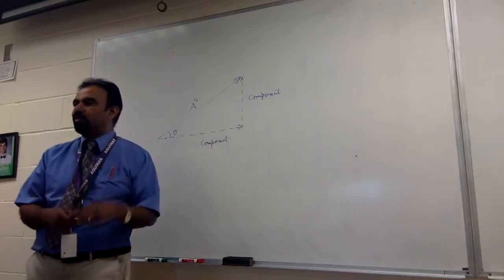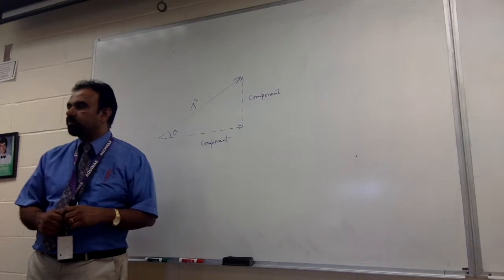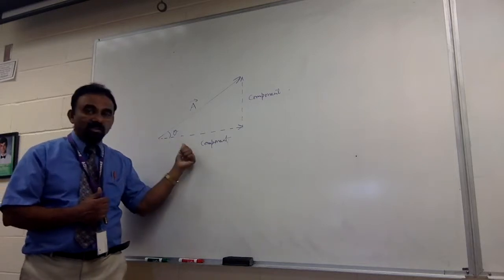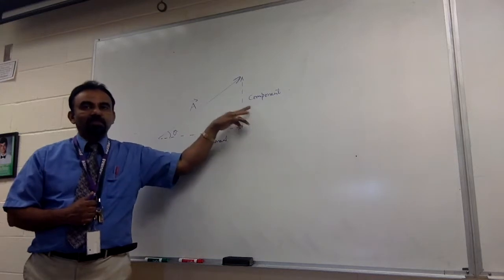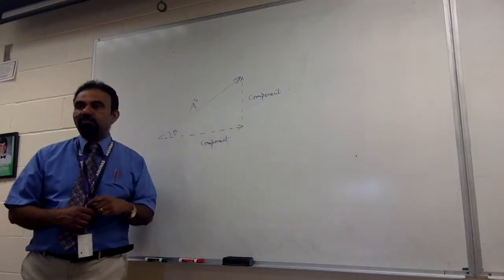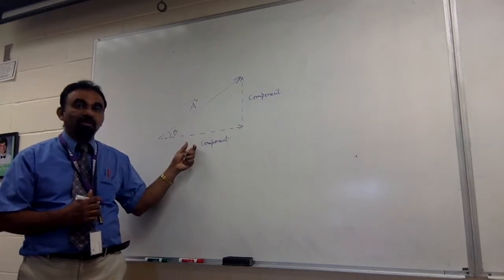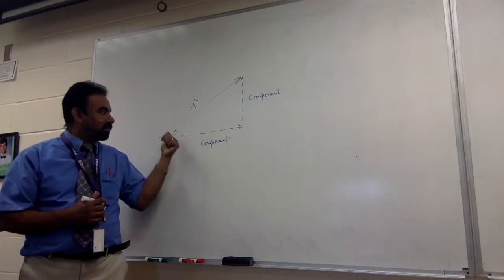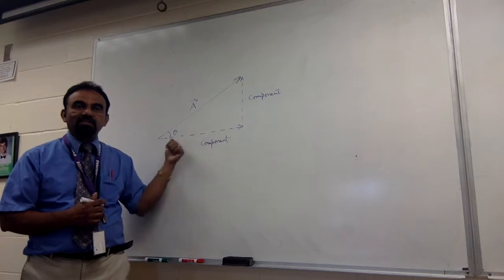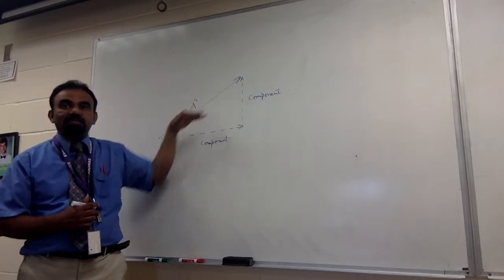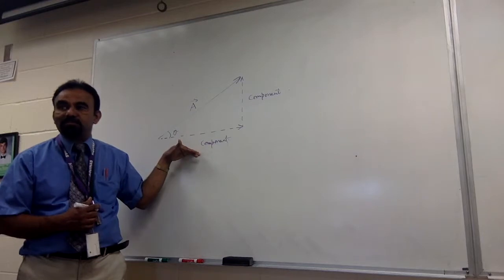So how you call these components is purely up to you. But the first way I told you, adjacent component and opposite component, that's the most important thing. This is called the adjacent component because this angle is right here and is touching it. Because if I talk about this angle, then this will be the opposite component. Okay?